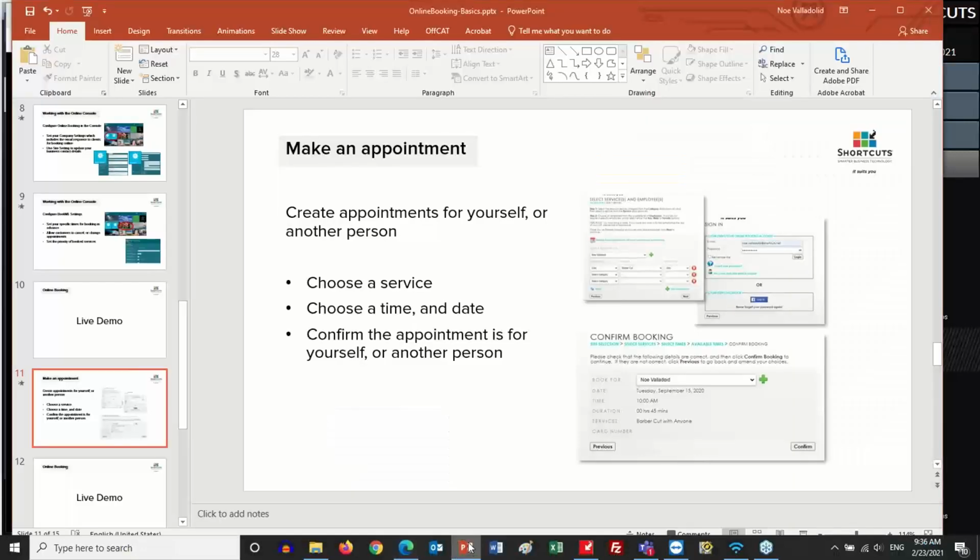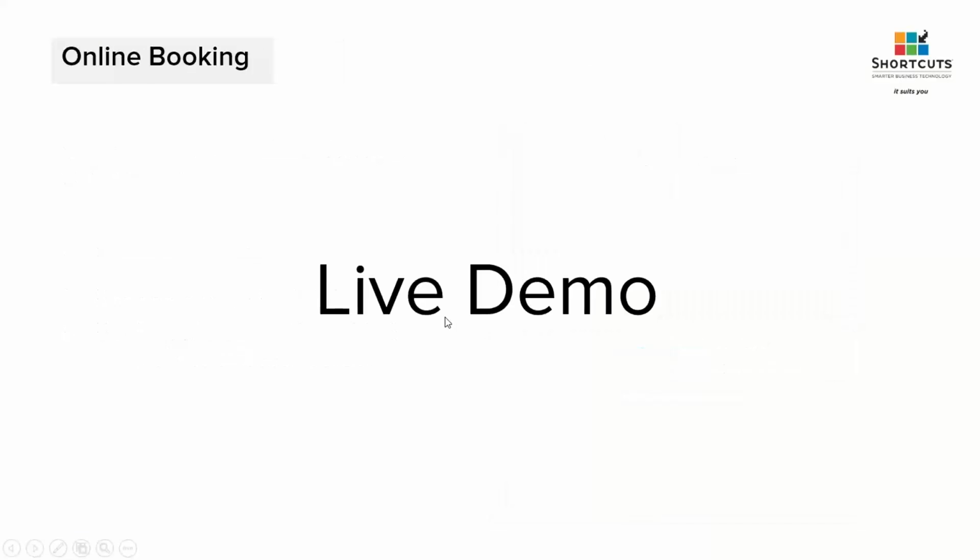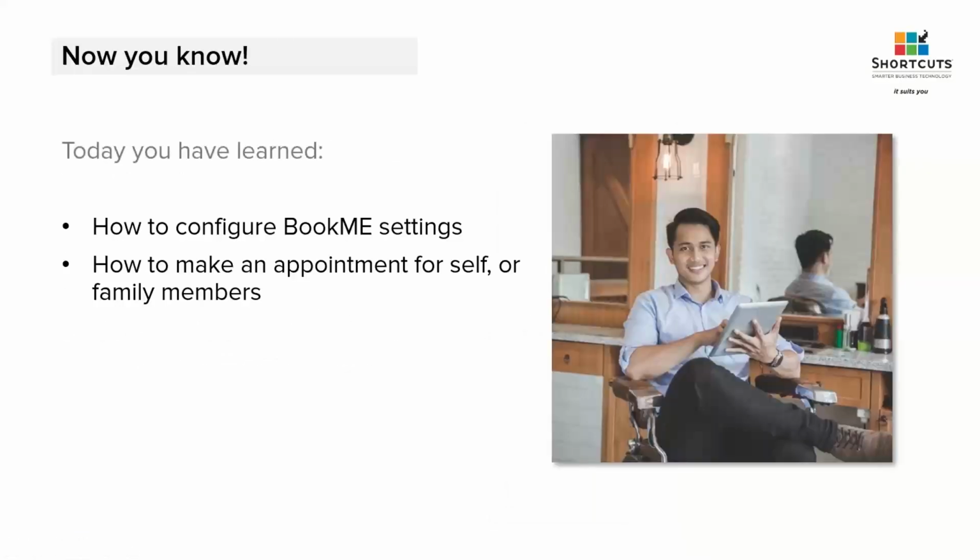So let's go down. And that actually sums up Shortcuts online booking. So we've now seen how to configure the actual Shortcuts point of sale, what settings you want to look at: business, employee, services. And then when you're online, what are the three buttons you look for? Company settings, site settings, Bookme settings. And we even looked at how to make appointments for yourself or for somebody else.